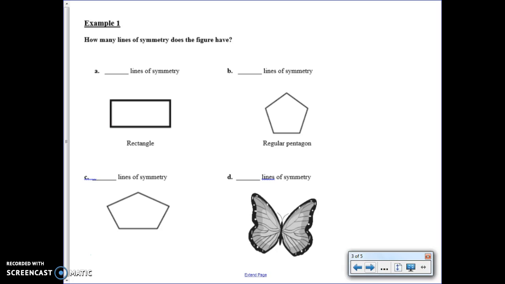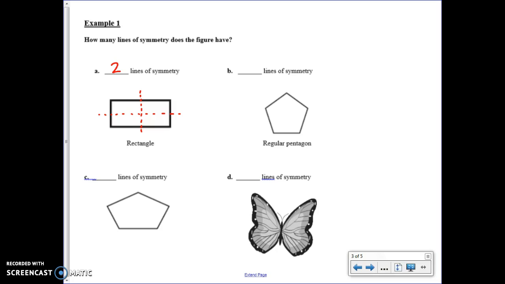So looking at this figure, we see that it is a rectangle. How many lines of symmetry does it have? How many ways could you fold it over itself and have it look the same? If we fold it in half this way, it would look the same. If we fold it in half this way, it would look the same. It would overlap and not have anything hanging off. So this one has two lines of symmetry.